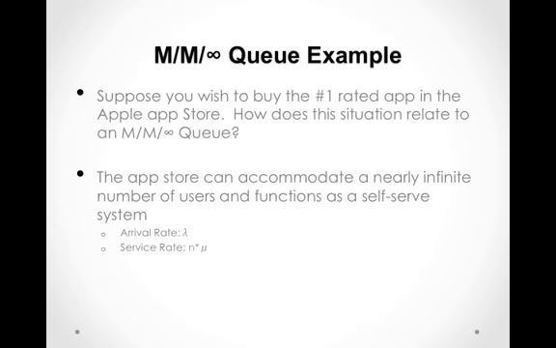It can be difficult to imagine a practical example of the infinite queue, so we've provided one. Suppose you wish to buy the number 1 rated app in the Apple App Store. How does this situation relate to the infinite queue? Due to its nearly infinite number of users and its self-serve design, the Apple App Store can actually be approximated as an infinite queue. Lambda is equivalent to the arrival rate of customers to the App Store and has a Poisson distribution. The service rate is equal to n multiplied by mu and depends on the user's internet and download speeds. There's no wait in the queue for service because of the self-serve aspect of the App Store. As soon as a user decides to download an app, service begins.